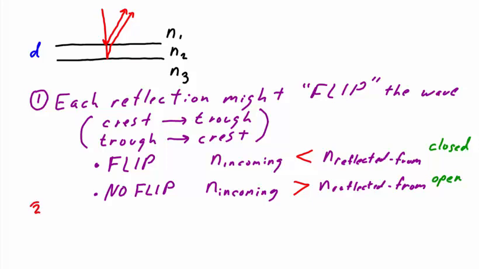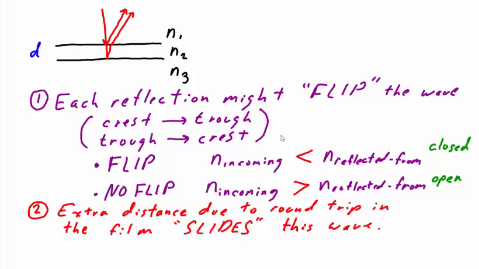The second item that we need to consider in figuring out whether we have constructive or destructive interference: here the extra distance due to a round trip inside the film effectively slides the second wave as compared to the first, which can again cause crest to meet trough or crest to meet crest, depending upon the extent of the slide. These two factors, accounting for the flip that one experiences upon reflection, as well as the slide due to the additional round-trip distance, will allow us to determine definitively the condition on d that results in either constructive or destructive interference between these two outgoing rays.